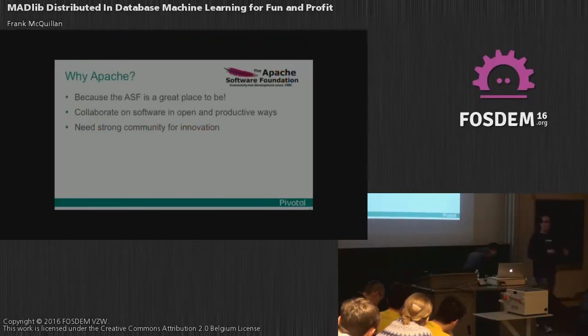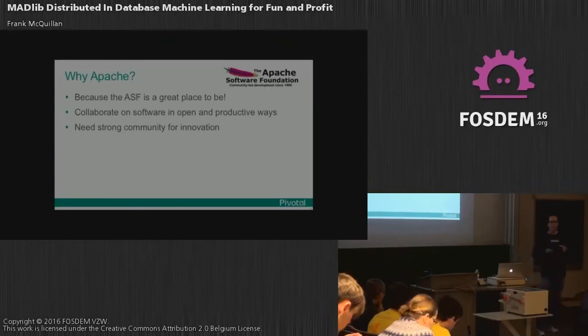So why Apache? Why do we think that the Apache Software Foundation is a good place to develop this product? Well, it's because ASF is really a great place to be. It is a place in which developers come together and work in a collaborative way on software in open and productive ways. I think transparency is a really important part of ASF. If you're going to have an open source project in Apache, you better share what your roadmap is, communicate with the community actively, and share your technical discussions on the user groups. And if you don't have that kind of transparency, you're certainly doomed as an open source project at Apache.